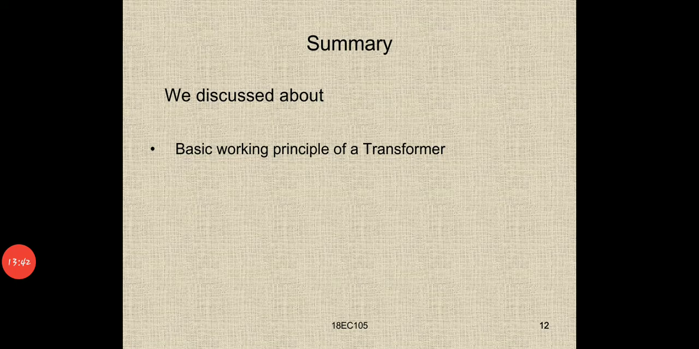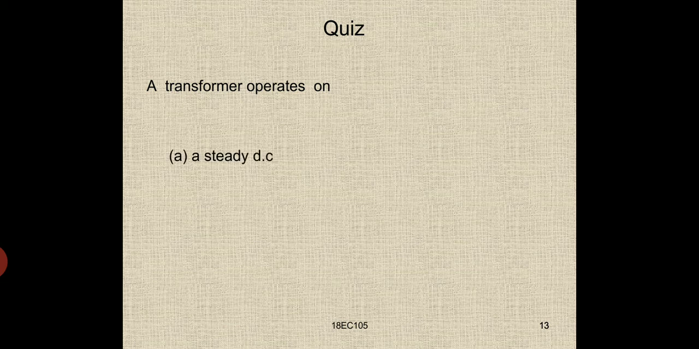Now let us conclude this session and see what we have discussed. We have discussed the basic working principle of a transformer. Let us check our quiz, to see how well we remember our discussion topics. The transformer operates on steady DC, AC, AC and DC, or none of the above. What's the right answer? It is only AC. It has to work only on AC. That's the right answer.